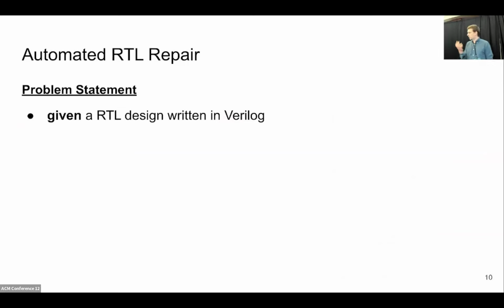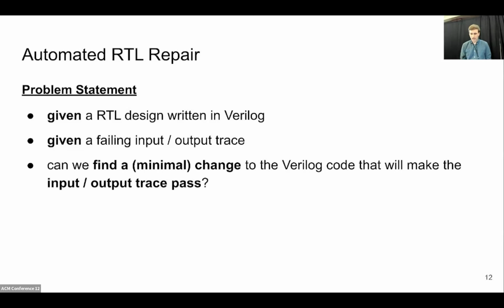And so the problem statement that we're working with, the precise one, is that we're given an RTL design that is written in Verilog. And we're also provided with a test, or something like a test, in terms of a failing input-output trace. What that means is you basically have a table that tells you for every cycle, these are the inputs we're applying to our design, and these are the expected outputs. And of course, we can only do a repair if some of the outputs of the design currently are not what we expect them to be. And then we want to find a change to the Verilog code automatically that will make this trace pass.